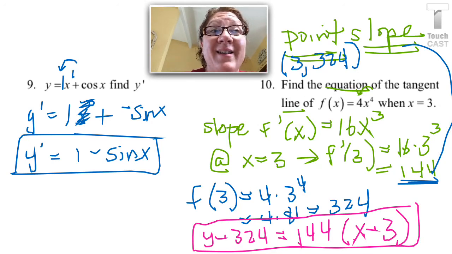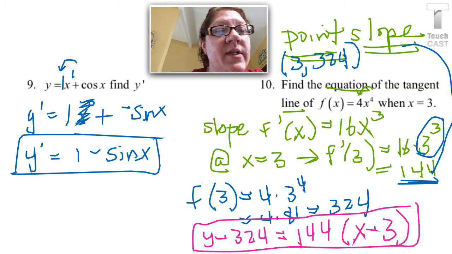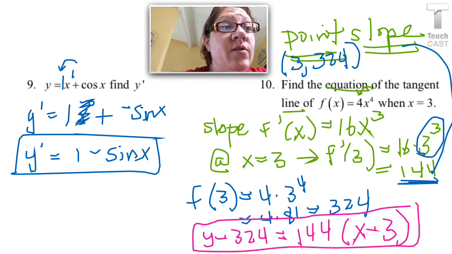So yeah, I cannot do multiplication, not even 3 cubed in my head, which is really 27, and 27 times 16 is not 144, it's 432. Oopsies. Brandon, did you catch that? So really, this should be 432.